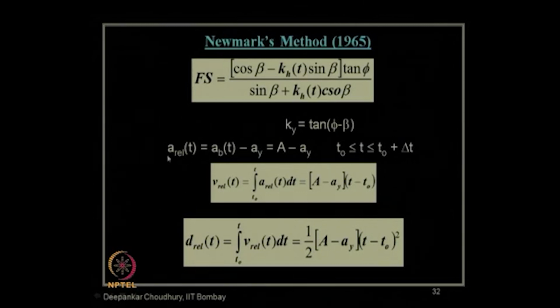So, that relative acceleration which varies over the time scale of t naught to t naught plus delta t, you can integrate between that time scale to get the relative velocity. Further, you can integrate that velocity over that time scale to get the relative displacement. So, this value of relative displacement will give you the movement of the failed slope which is having factor of safety less than 1.